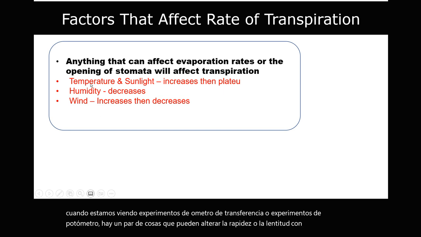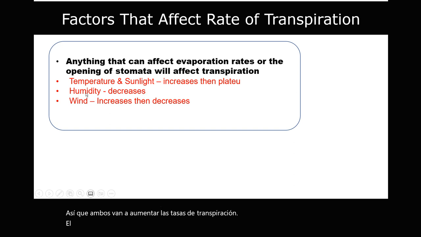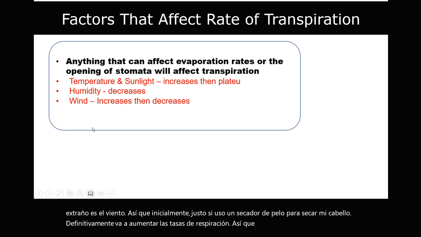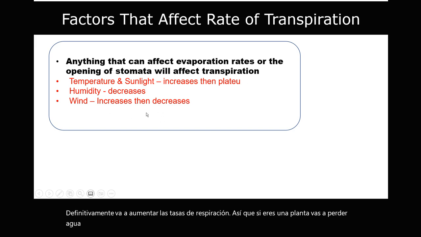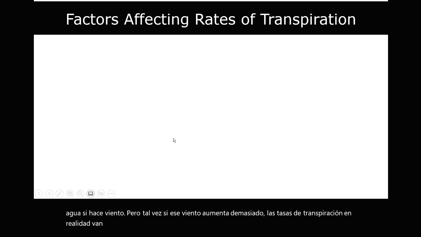Some things, I'm just going to list them for you, are things like temperature and sunlight. Both of these are going to increase the rates of transpiration. The only one that decreases it is humidity. We'll talk about why that might be. And the one that is strange is wind. Initially, if I use a blow dryer to dry my hair, it is definitely going to increase the rates of transpiration. So if you're a plant, you are going to lose water if it's windy, but maybe if that wind increases too much, the rates of transpiration are actually going to decrease. One of your tasks is going to be to identify the graphs of these different factors affecting the rate of transpiration.